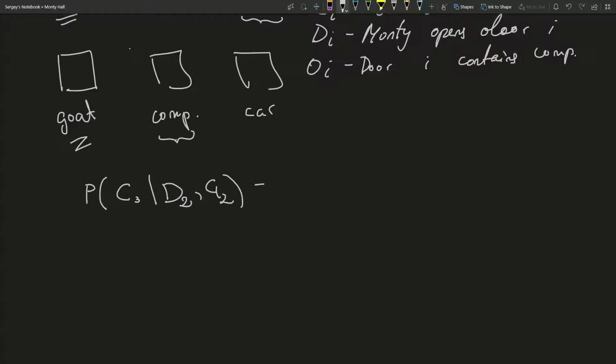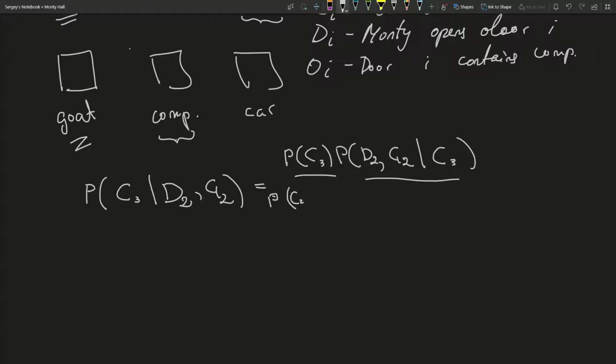So we're going to use Bayes' rule here. We get the prior probability that we have a car behind door 3 times the probability that Monty opens the second door and reveals a goat, given that there is a car behind door 3, over, now we're going to use the law of total probability. So we copy the numerator, P(D2, G2 | C3), plus the probability that door 3 doesn't contain the car, times the probability that Monty opens door 2 and reveals a goat behind it, given that door 3 does not contain a car.